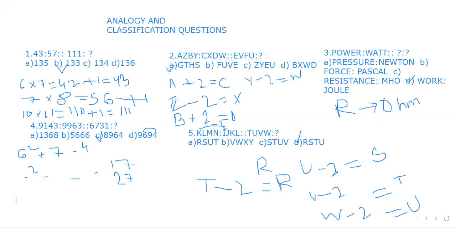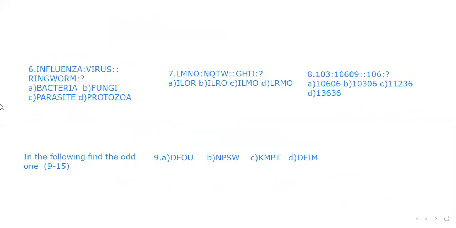Let's go to next sum. So let's see question number 6. You see here, influenza is to virus, ringworm is to question mark. See, so this is a disease. Influenza is a disease caused by virus. Ringworm is a disease caused by what? Bacteria, fungi, parasite, protozoa. Definitely fungi. Ringworm is caused by fungi.